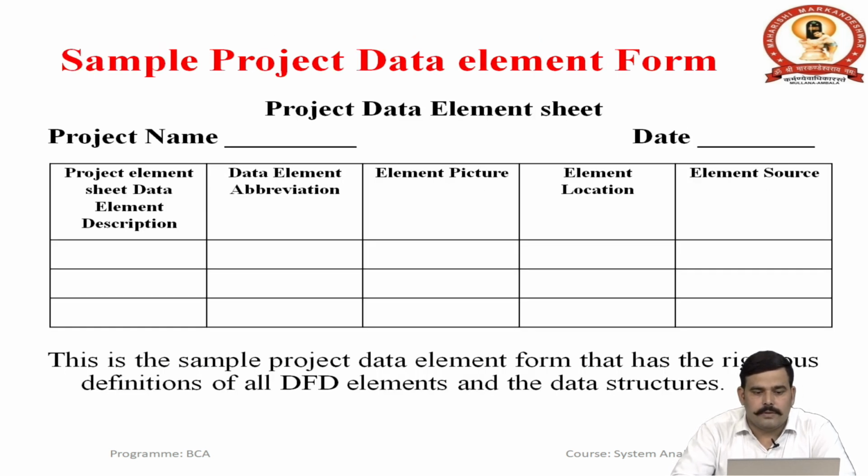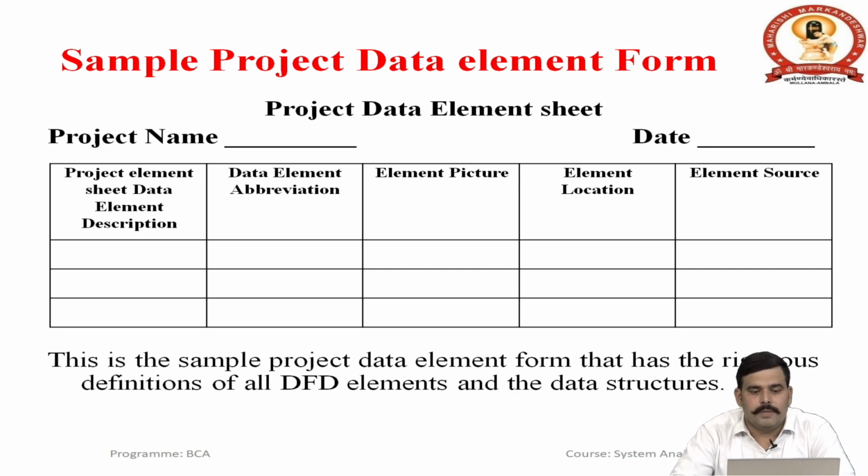On the screen you can see the sample project data element form, in which we have some columns, like the project name, and the date on which we are doing the assessment. We have columns like project element, data element descriptions. Here the analyst will provide the description of the data element, the abbreviation which we are using, and the element picture if it has some pictorial presentation. We also have the element location, where the element is stored in the system, and the element source, from where we are getting that data element.